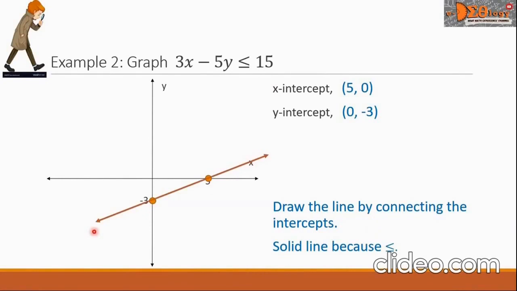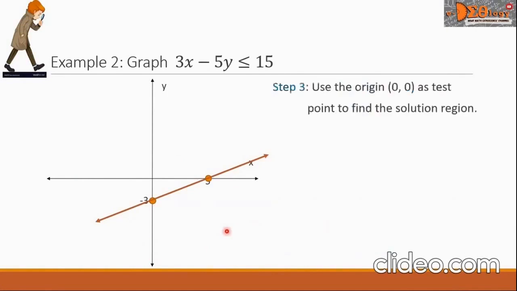Remember also that when we draw the line, we are dividing the area into two regions. This is the first region, and this is the second region. Now step 3, we're going to use the origin as test point to find the solution region. The origin is here. Let us substitute the origin into our original inequality.